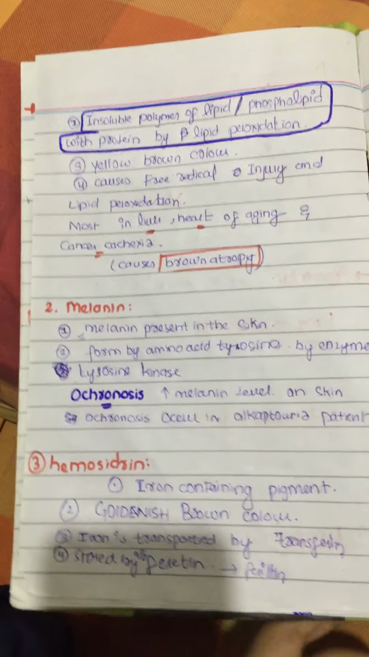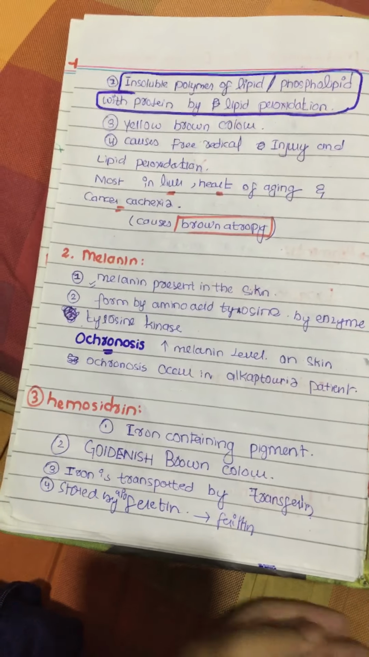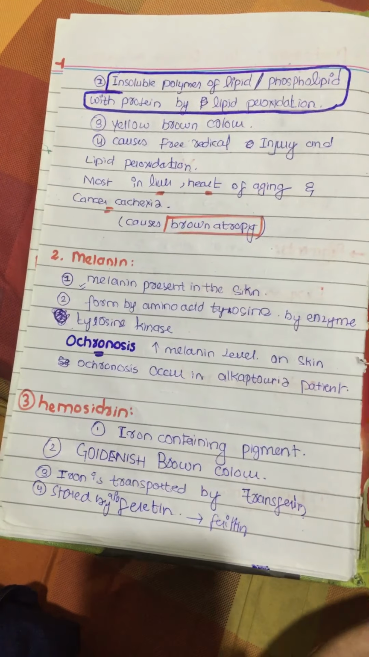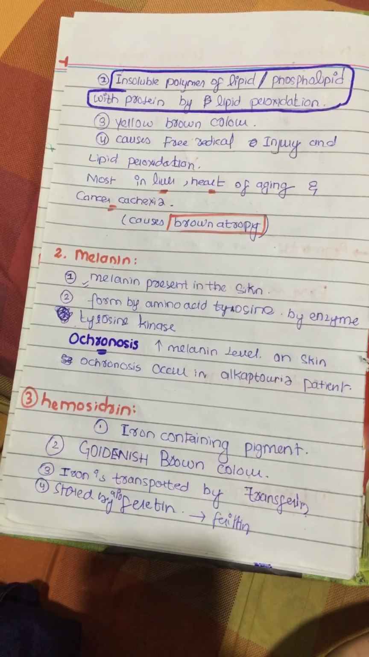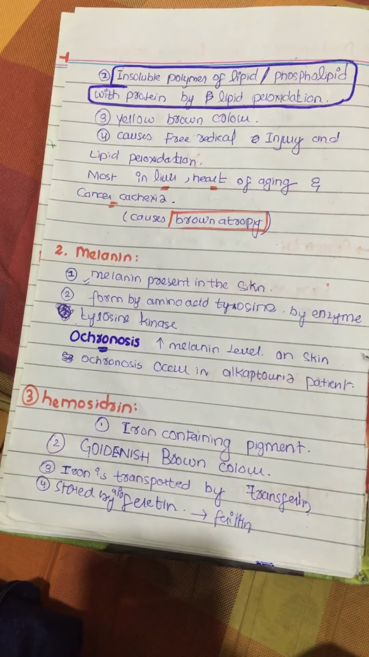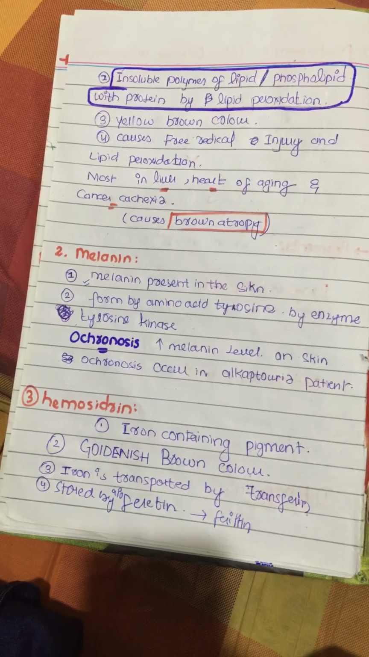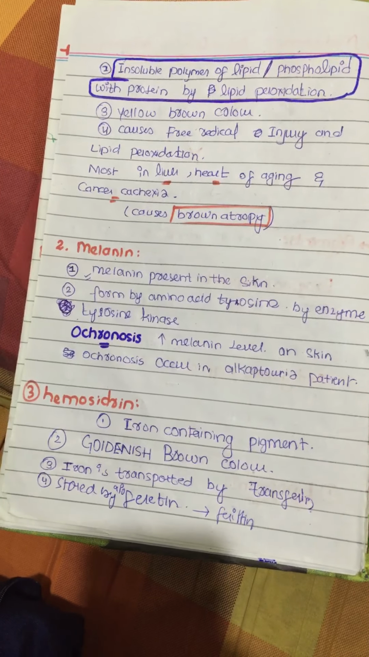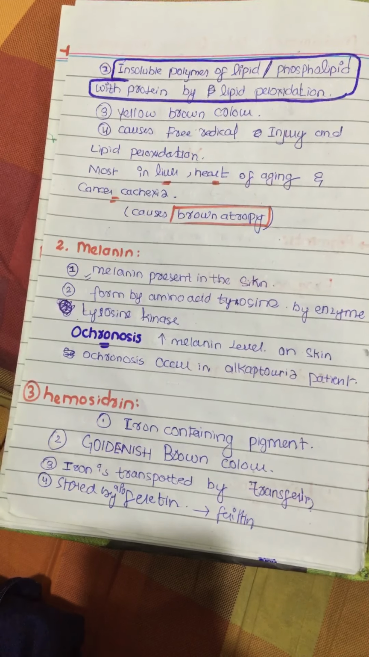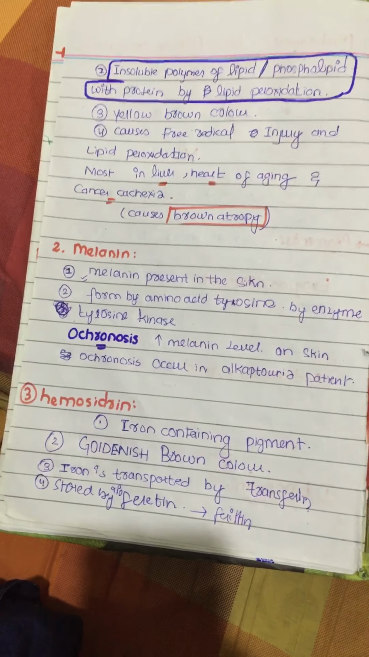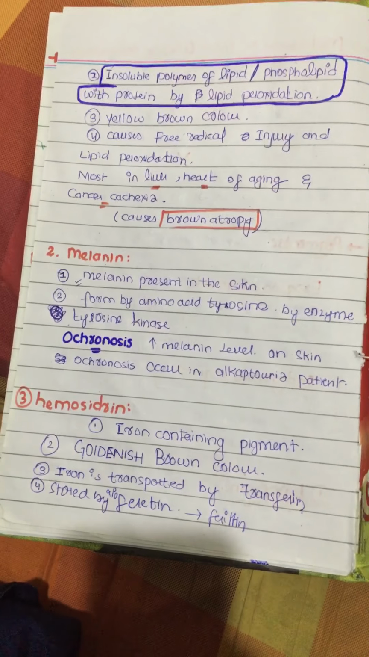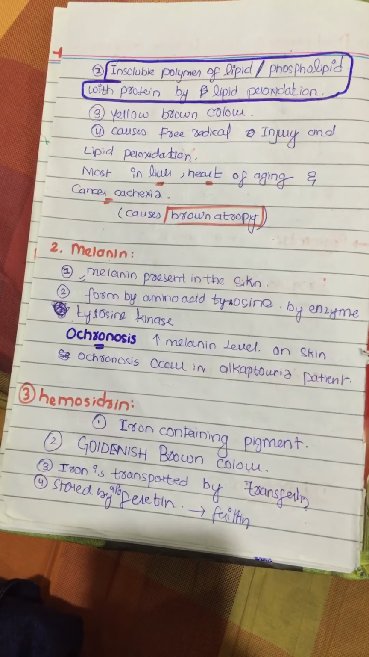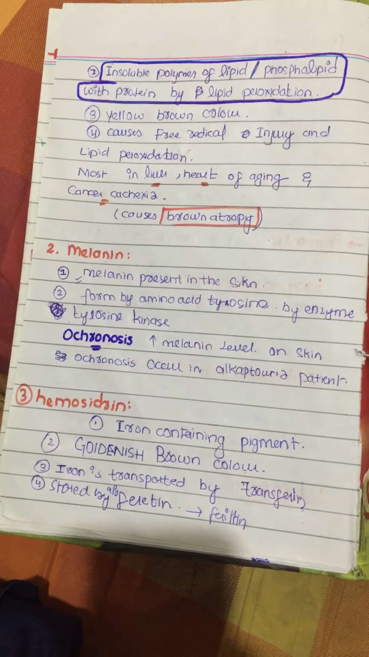Okay, now we are going to do melanin. Melanin is the normal pigment present in our skin, and it is responsible for pigmentation of our skin. It is composed of the amino acid tyrosine in the presence of the enzyme tyrosinase. Increased level of melanin is going to cause darkening of the skin, like really black people, and a reduced level of melanin is going to cause albinism. It is a genetic disorder.